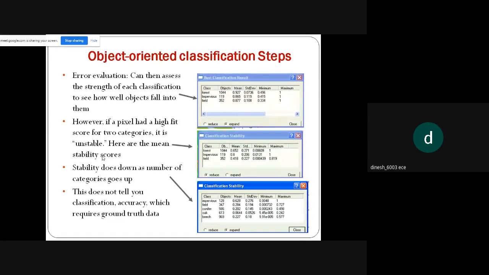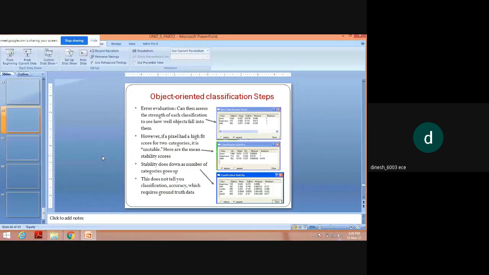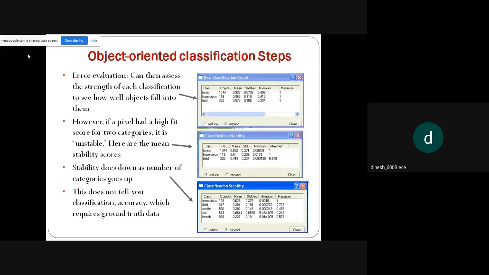Here are some of the error evaluation schemes. How to fix an error in the pixel having a high fit for unstable and stable. Objects mean, standard deviation, minimum and maximum is given for recap steps.